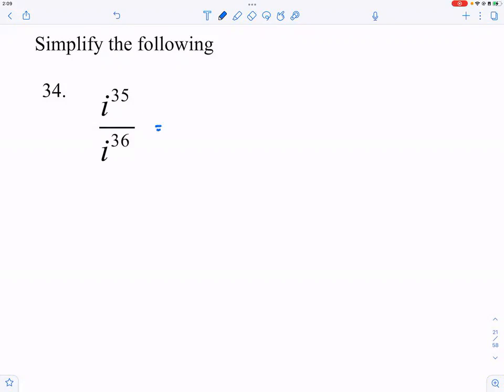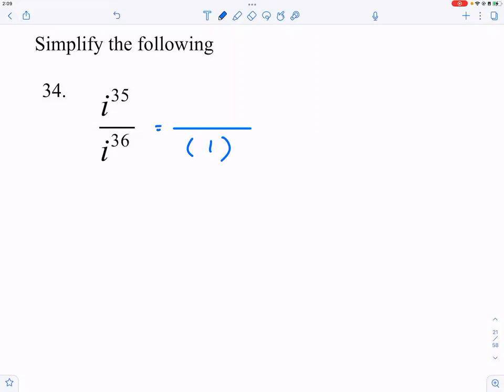The first way is that you can think about how you can look at i to the 35 power and i to the 36 power. And as we said in the previous question, question 32, that i to any power that is a multiple of 4 is automatically 1. So that means i to the 36th power is just 1.